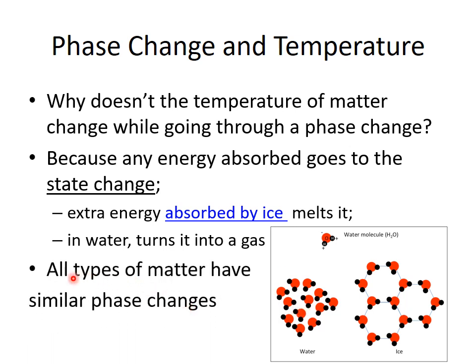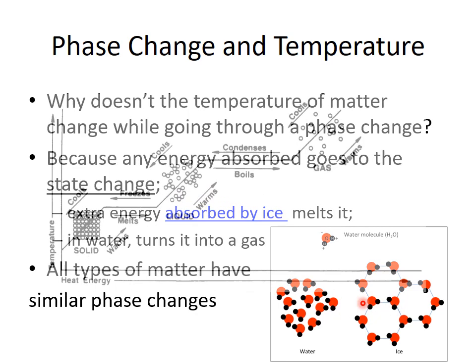And it's not just water that goes through this. All types of matter have similar phase changes. Again, I could take solid gold and melt it into liquid gold. Whatever the melting temperature of solid gold is, probably like 2,000 degrees Celsius, it would never get above that, because any gold atoms that absorbed more energy would turn into a liquid. The remaining gold would still be below that actual melting temperature, whatever it happens to be for gold.